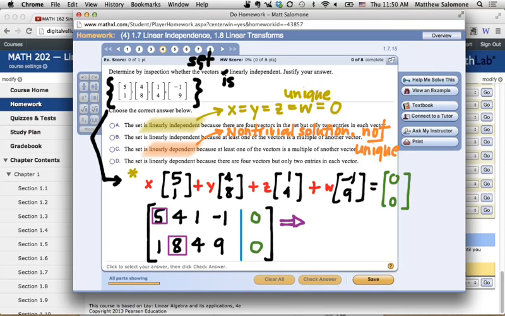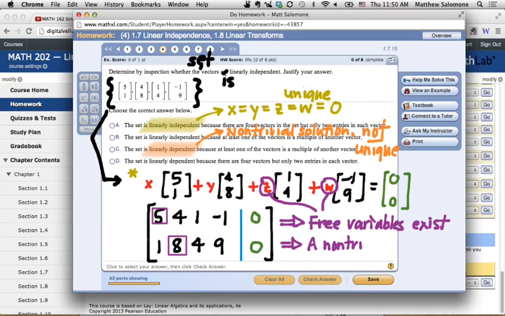Because the other 2, z and w, are not going to be bound to the value of anything. Z and w are going to be free variables. Because remember, every column without a pivot in it corresponds to a variable whose value can be selected freely, which is going to give rise to non-uniqueness of solutions. Free variables exist, therefore a non-trivial solution exists.